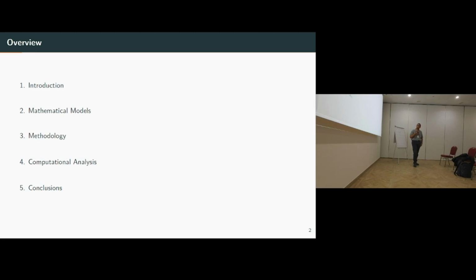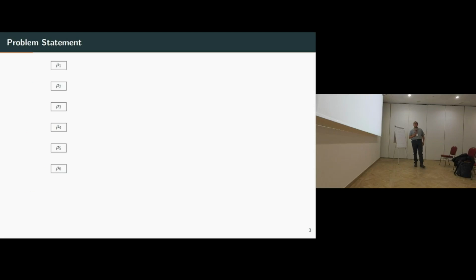First of all, the introduction and problem statement. It's a scheduling problem. We have a list of patients and a master surgical schedule, that is, some operating rooms dedicated to some specialty. Each patient needs a surgery operation regarding one specialty.